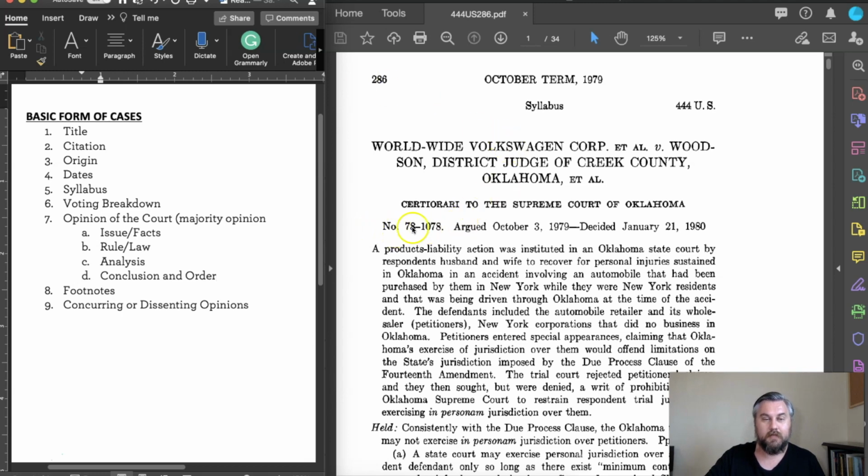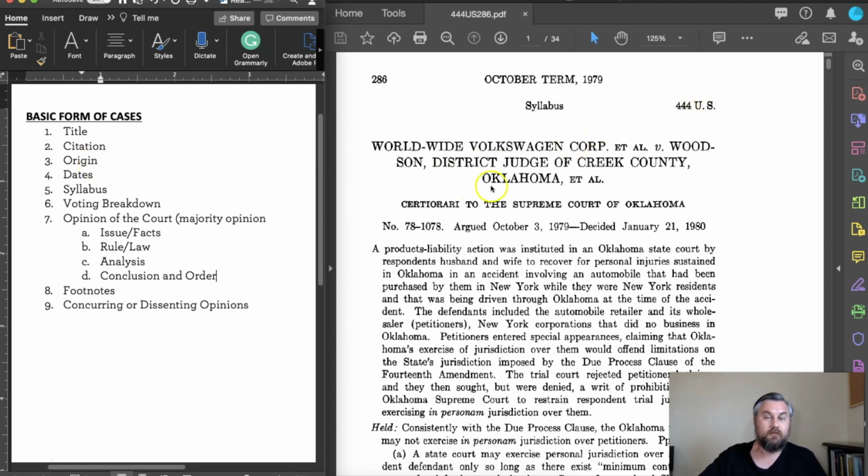The other thing you can look for is the number. This is basically the term and the number that's assigned to that case during that term. So this comes out of the 1978 term, and then it's number 1078. And those numbers are applied by the clerk of the court. It's basically the sequence of the cases that are coming in, sequentially ordered in that way. That one's only really useful if you're trying to do specific Supreme Court research. Chances are, if you're trying to write about the case, this is the official citation you want to look to.